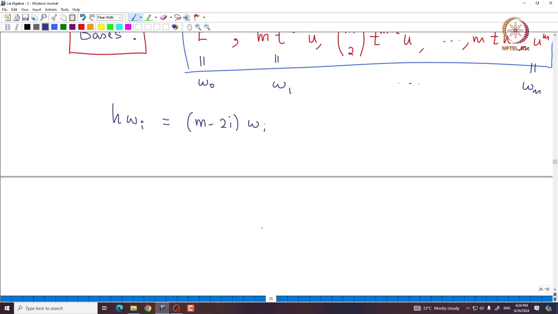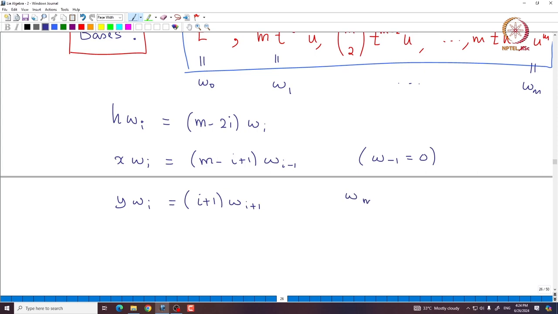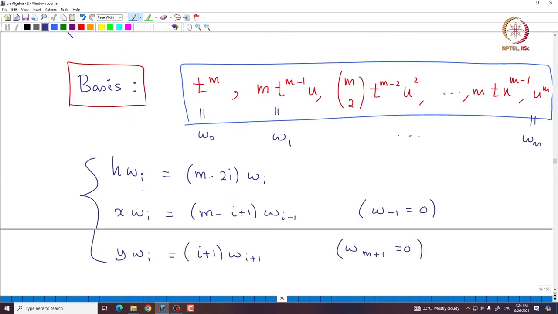Okay. So, and if you take for example x w I, that is going to give me m minus I plus 1 w I minus 1, and you just take w minus 1 to be 0 here, because x w 0 is going to be 0. And similarly, y w I is given by I plus 1 w I plus 1, and again here we set w m plus 1 to be 0. Okay. So, these formulas again can be verified directly using the action of h, x, y on this homogeneous polynomial. So, let me just verify the very first one. I will leave it to you to check the remaining thing.